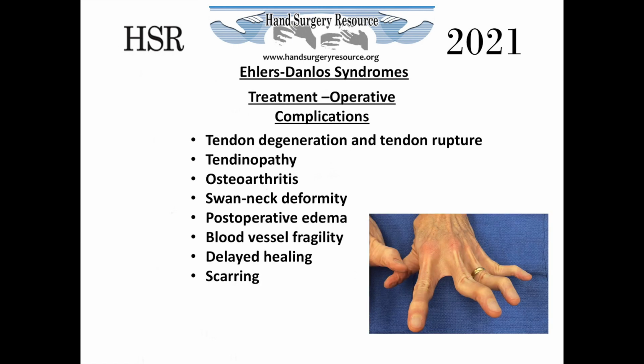Surgical complications that can occur with increased frequency in Ehlers-Danlos syndrome patients include tendon degeneration, tendon rupture, tendinopathy, osteoarthritis because of persistent joint laxity, swan neck finger deformities, excessive postoperative edema, blood vessel problems secondary to their fragility, excessive bleeding, delayed wound healing, and excessive scarring.